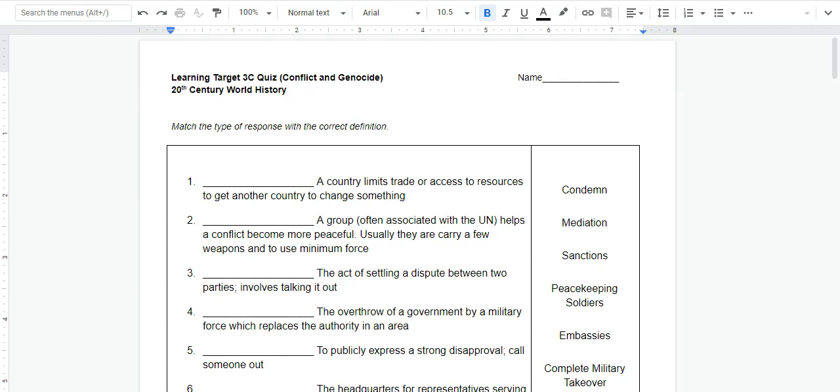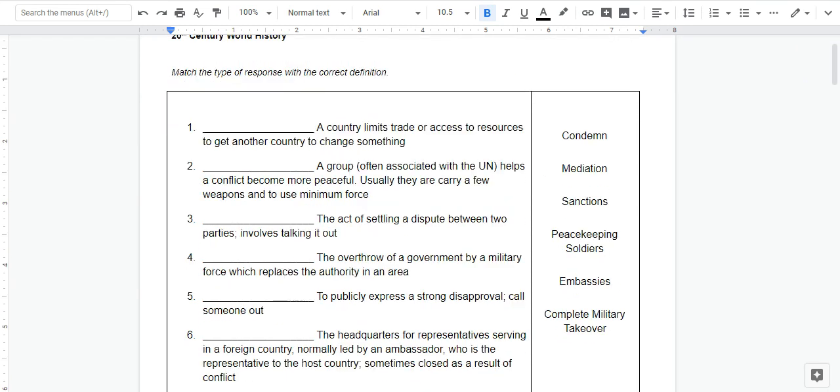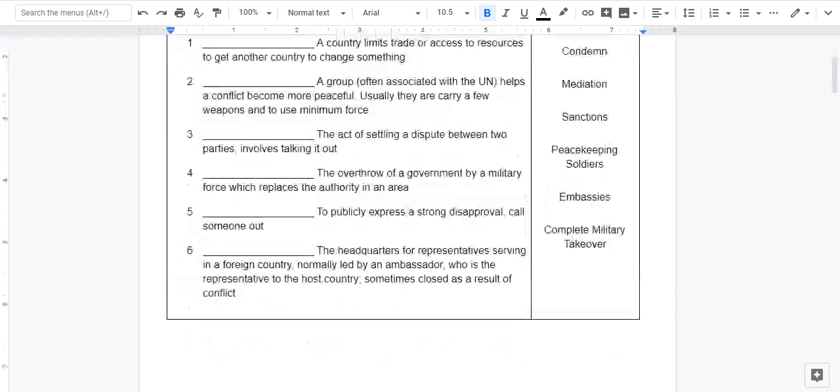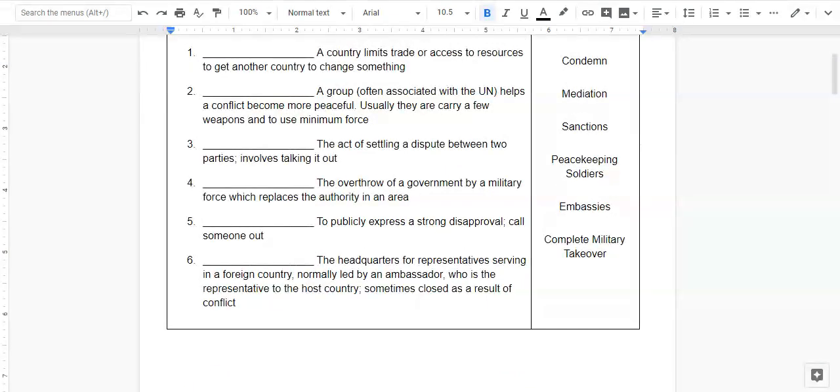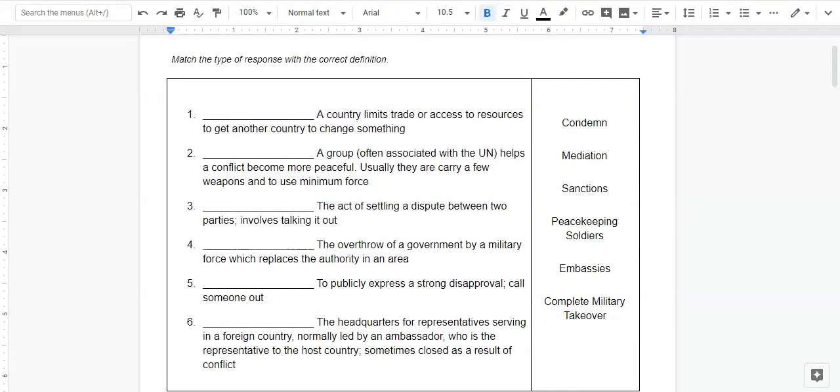So, conflict or crisis. That means conflict and genocides. And the first part is some matching. What you're going to do is write in the term in the blank as best you can there. And here are the terms over on this side. So, I'll do the terms first.